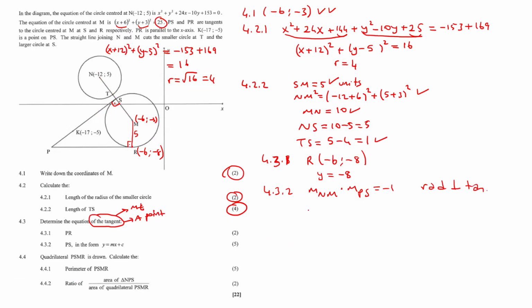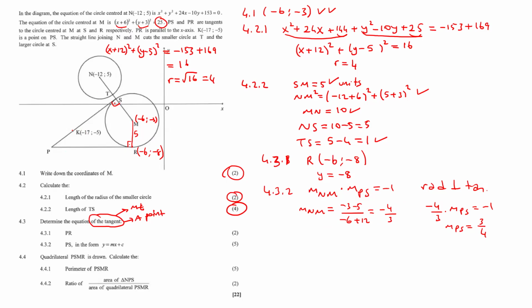We can find out gradient of NM. The gradient of NM will be equal to -3 minus 5, over -6 minus 12 is +12, which you get -4 over 3. If you simplify it, -8 over 6 is -4 over 3. So from this, -4 over 3 times gradient of PS must be equal to -1. From this gradient of PS will be equal to positive 3 over 4.